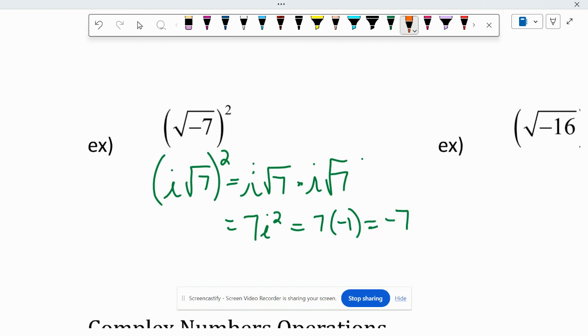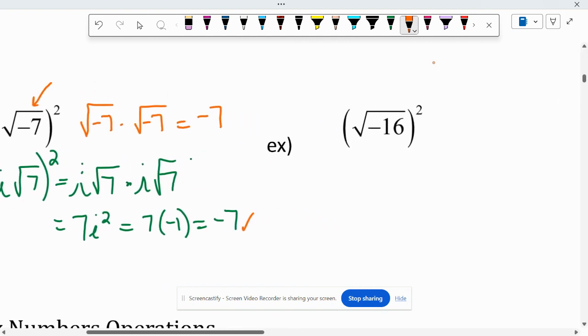Which means that we really could have just said, the square root of -7 times the square root of -7. What happens when you multiply the same radical term times the same radical term? What do you get? The radicals kind of dissolve. -7. So it doesn't matter whether you look at the orange or the green. The green is kind of like the explanation of why that works. Okay. What are we talking about? This next one.